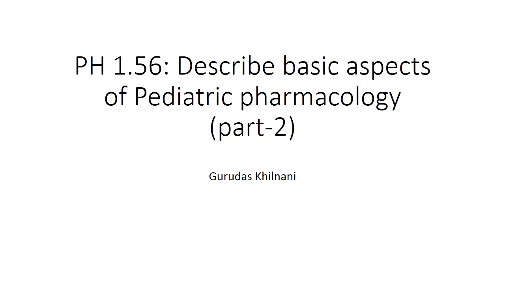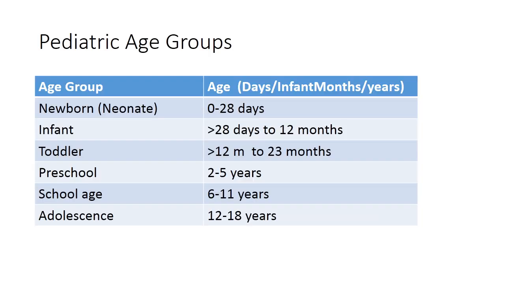Hello everyone. In this session, I will describe basic aspects of pediatric pharmacology. Let us understand the development and growth in children. Pediatric age groups start from newborn up to 28 days. Then there is infant for 12 months, toddler for 2 years, preschool up to 5 years, school age up to 11 years, and then there is adolescent or teenage.